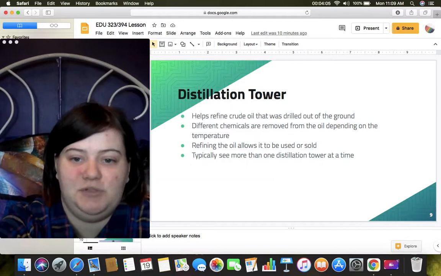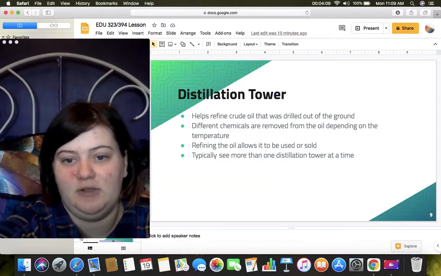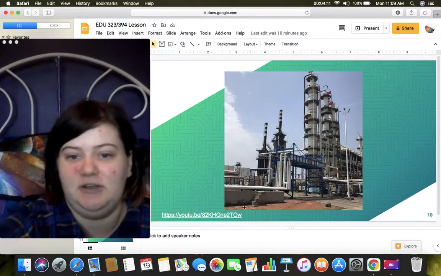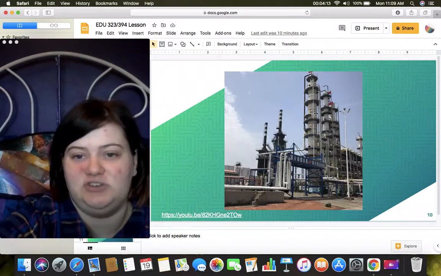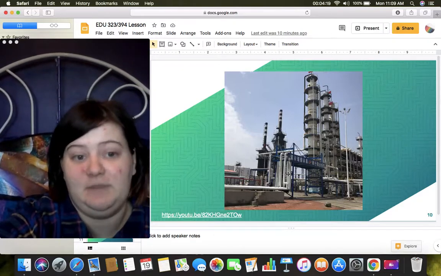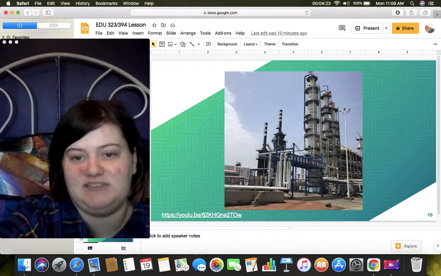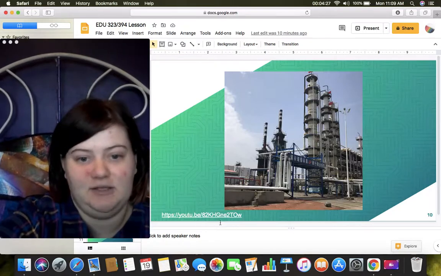Typically, you'll see more than one distillation tower at a time, but they're in groups and they're all spread out. Like this picture here, we have a whole bunch of distillation towers. I see at least 3, probably 4. It's a very big building. It's more a building than it is a tool, but nevertheless, it is what we use to refine our crude oil so that we can sell it.